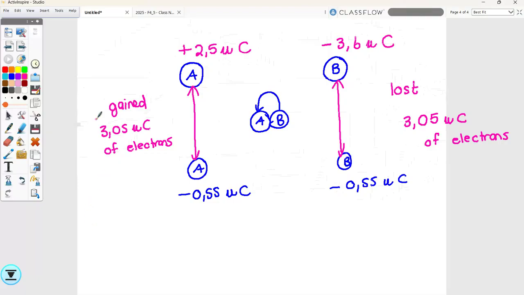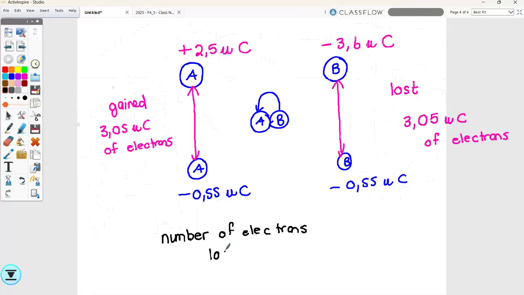Now what they normally ask you after this is how many electrons did A gain, or how many electrons did B lose? It's going to be the same. So how are we going to work that out? When they ask you for the number of electrons, you're going to look at how many they gained, how many they lost. So you had to do this sum first.